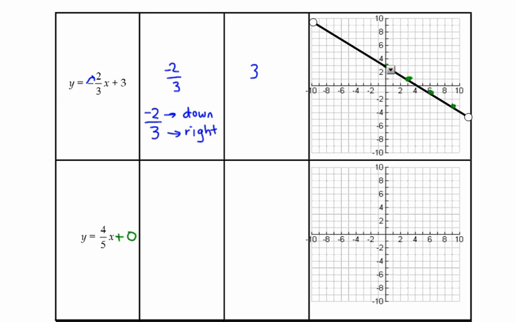Natasha, what'd you get for your slope? 4 over 5, good. And then what's the y-intercept? 0. Okay, so first point that we plot, 0. So it's the origin. When we don't have a constant, it's really plus 0. So now we're going to move what direction if it's positive 4 over positive 5? Up 4, right 5. Up 4, right 5. Or down 4, left 5.